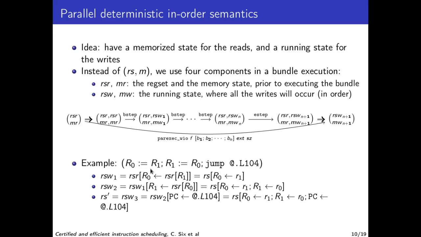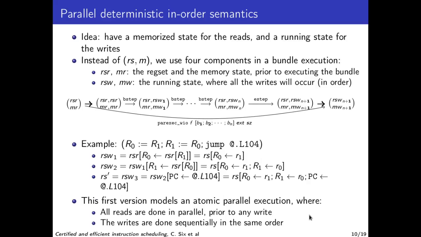So if we run the semantics on this example, first R0 takes the value of R1, then we execute the second instruction. R1 takes the snapshot value of R0, which is R0. So at the end, executing this bundle in parallel does a swap of R0 and R1 and then does a jump to L104. This fashion models accurately the relation between the reads and the writes. However, it is inaccurate in the case where there are multiple writes to the same register. Indeed, the architecture does not tell what happens in the case of multiple writes to the same register. It could be in any order.